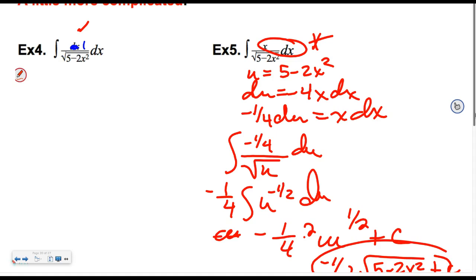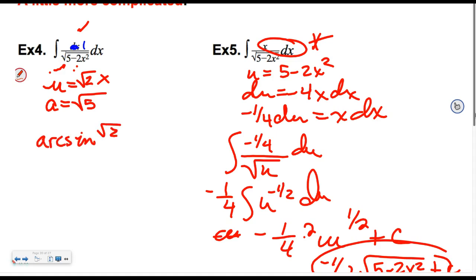This one's arcsine. I need to identify the function that's being squared. That's my u. So right here, it'd be x, but it'd be a root 2x. If I square that, I'll get 2x squared. My a is what's being squared to give me this. So a is root 5. Next step, I'm going to launch into my model. It would be arcsine u over a.